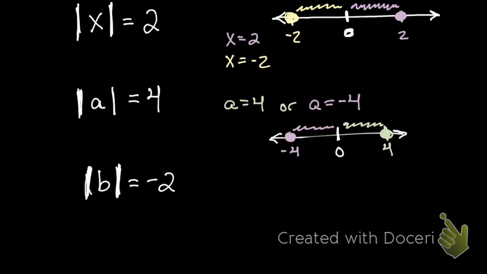Morgan? Because of what? Because absolute value is not a number. So B would be -2. Because absolute value is not what? It's not a number with negative. It's not.